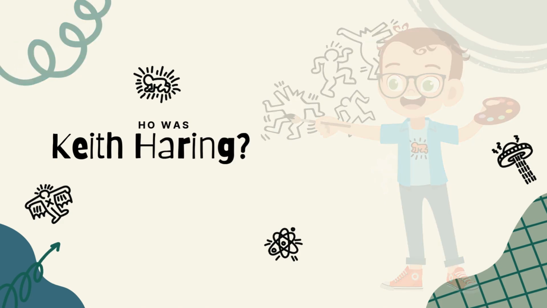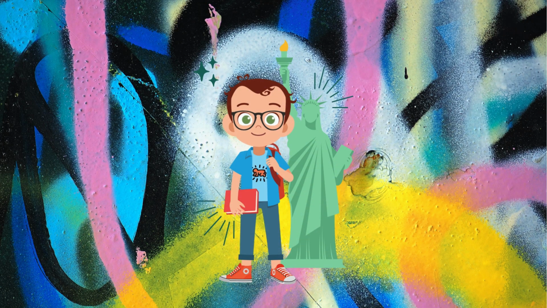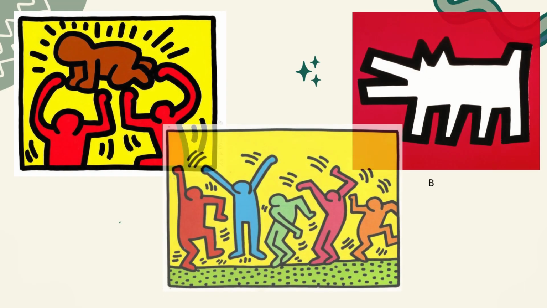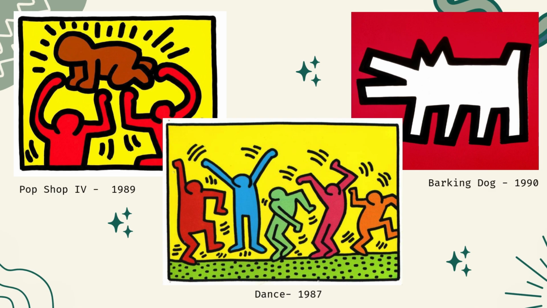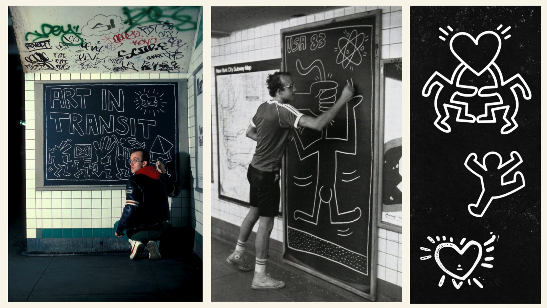Keith Haring was an American artist known for his vibrant, energetic art of bright cartoon-like figures. He rose to fame in the 1980s, a time when pop culture and street art were booming in New York City. Haring wanted to make art that was for everyone. So he developed symbols that everybody could understand and instantly recognize. Some of his famous symbols are the barking dog, radiant baby, and dancing people. He often used public spaces like subway walls as his canvas, turning everyday places into art galleries.